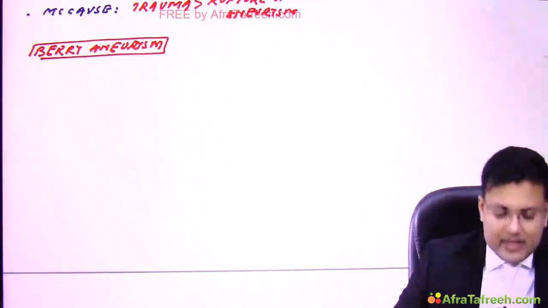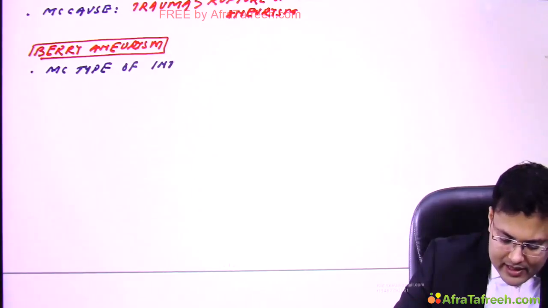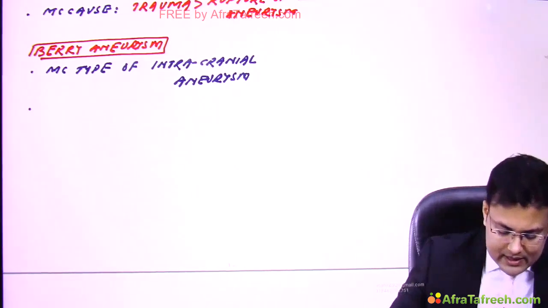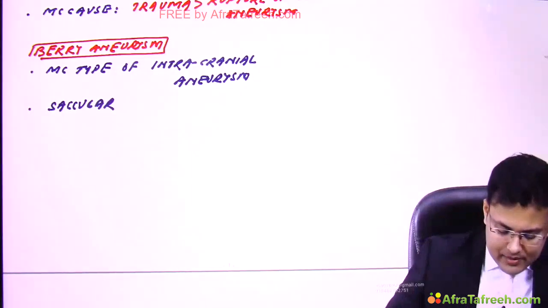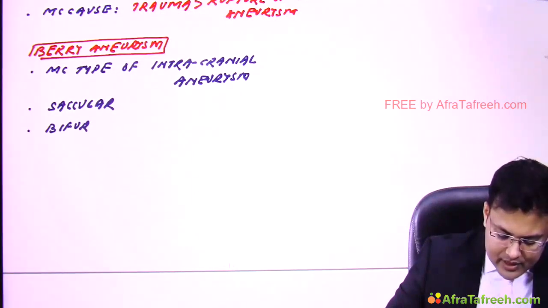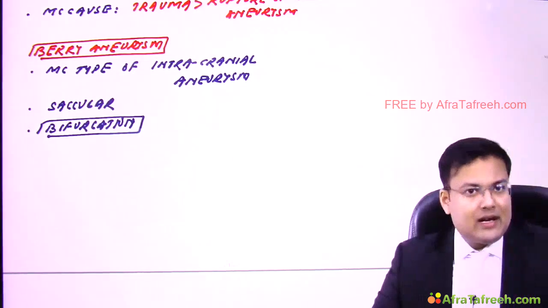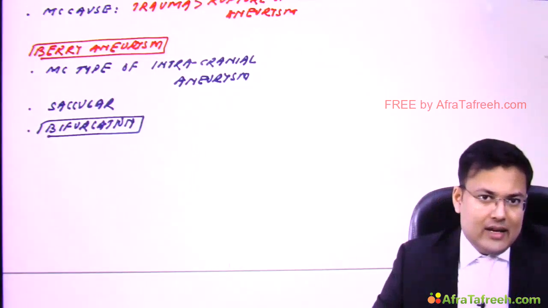So three important points related to Berry aneurysm. First, it's the most common type of intracranial aneurysm. Okay, what's the shape or appearance? It is saccular, and generally it is going to arise from bifurcation. You have to remember this word, bifurcation of intracranial arteries. And we discussed 85% of aneurysms are located in the anterior circulation.